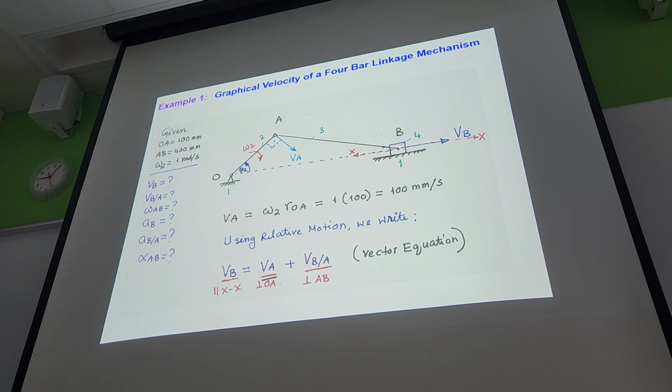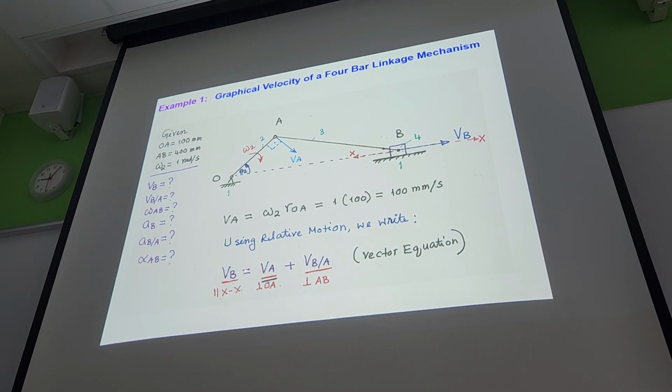That is the equation we have written. VB, the velocity at point B, equals velocity at point A plus velocity VBA. It is a vector equation. It is not an arithmetic sum. It is a vector equation.